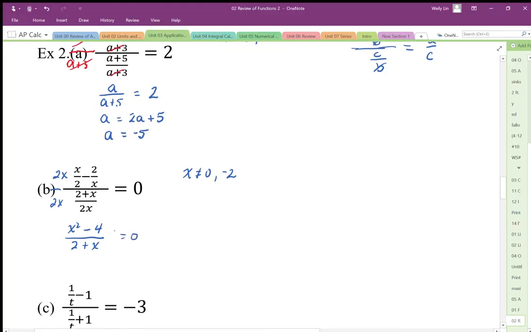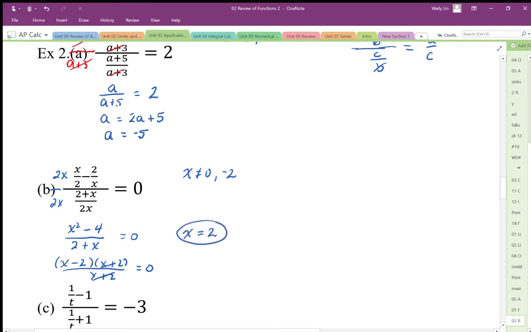I can factor this. I end up with x minus 2, x plus 2 over x plus 2 equaling 0. Again, I can cancel those out. Those are restricted values, but I have already stated my restriction here. And then I end up with x minus 2 equals 0. So my solution is x is equal to positive 2.